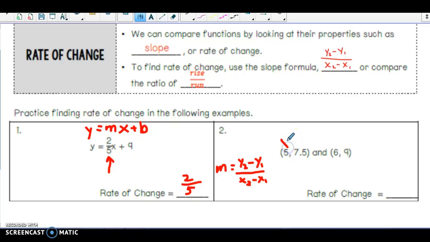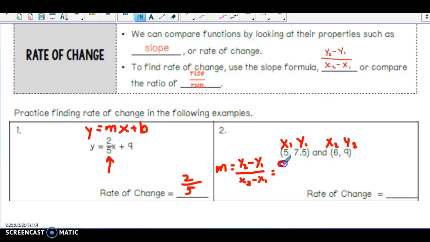To organize ourselves, we have to keep track of which point is which. This is our first point. Points always have an x and y value, so we're going to call this x1, y1. We're going to call this x2, y2, because it's our second point. Now that we have everybody organized, we can plug our values into our formula.